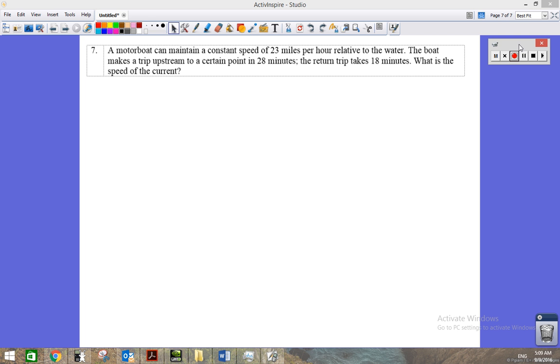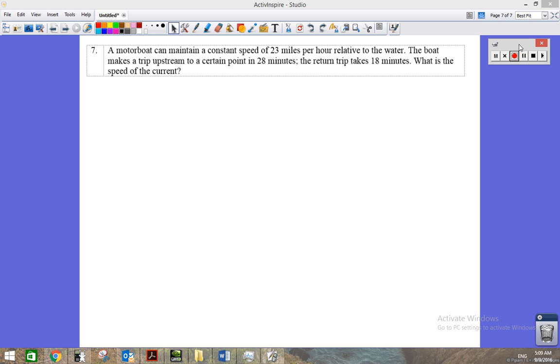Alright, let's take a look at what I think is the last problem. It's that or the next to the last in this problem set. Alright, so we have this motorboat that maintains a constant speed of 23 miles per hour relative to the water. So that means without a current, just in calm water, this boat can move at 23 miles per hour.